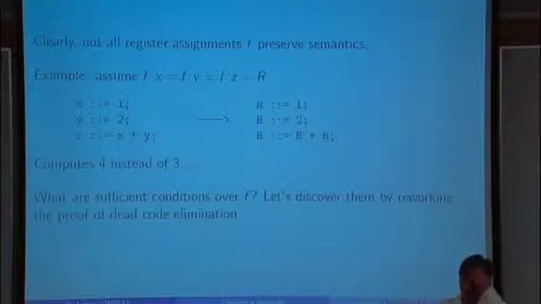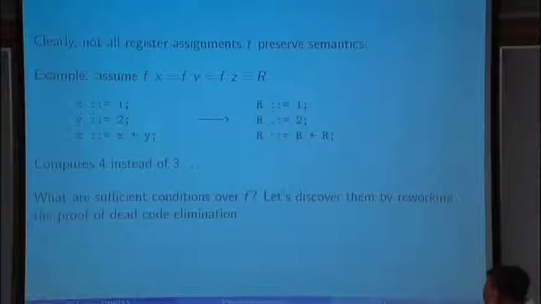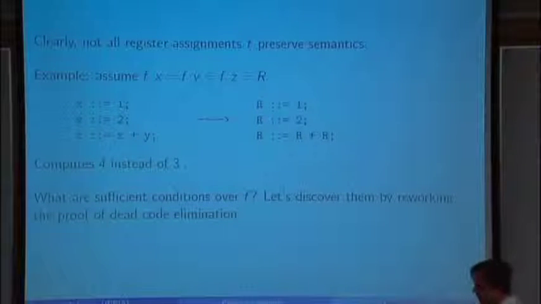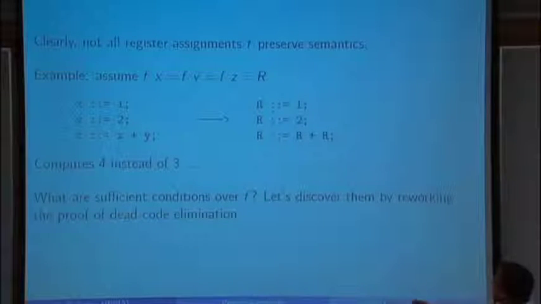But now, what are the correctness conditions in this register assignment? So clearly, not all functions from identifiers to identifiers will preserve the semantics of the program. And here's a very simple example. We have this code with 3 variables. x is 1, y is 2, and then x plus y is z. If we map the 3 variables to the same register R, then we get this code. And so this one computes 3 in z, and this one computes 4 in R. And that's an example of illegal reuse of R, because here we need both the value of x and the value of y, so they cannot be put in the same register.